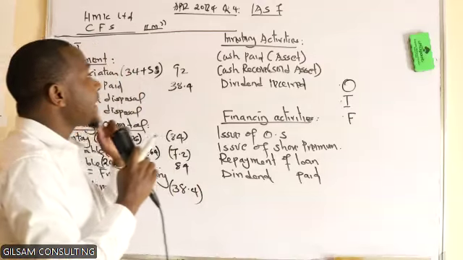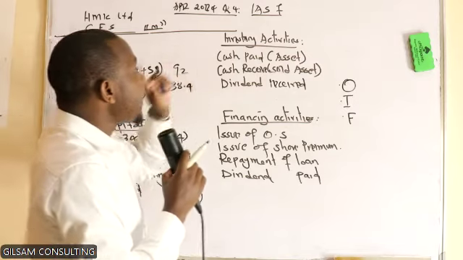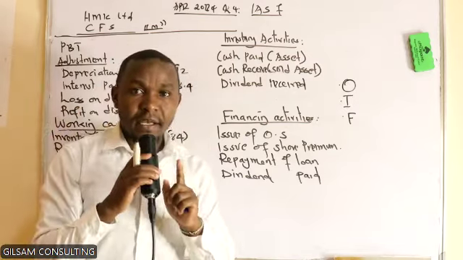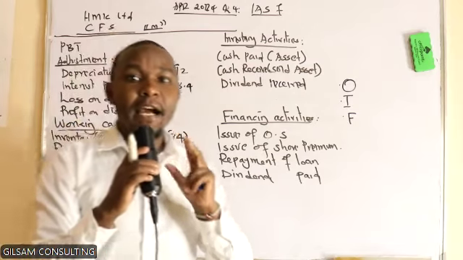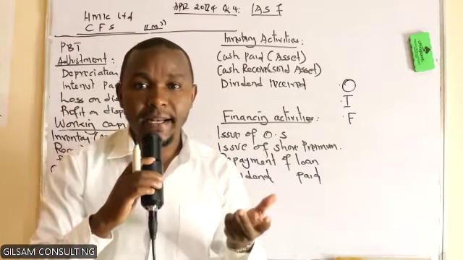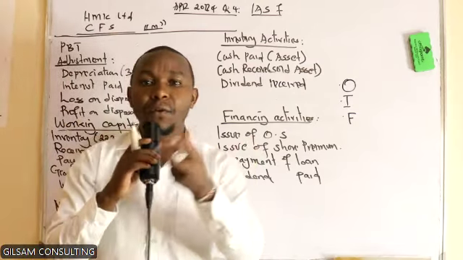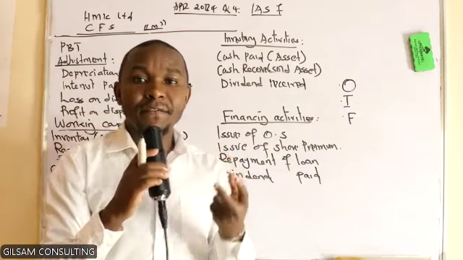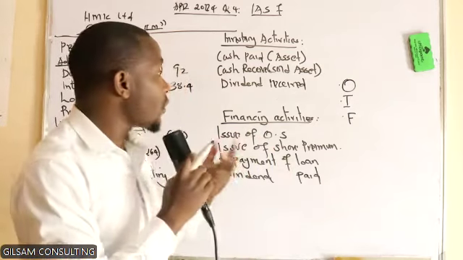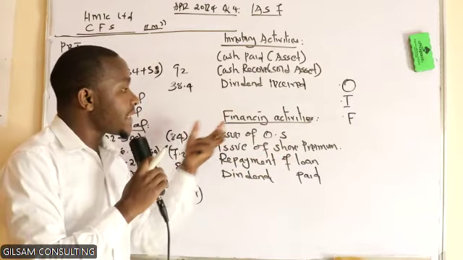Then we go to the second segment, which is investing activities. In investing activities, you can have the cash paid to acquire an asset, cash received from selling of an asset. If you have dividend received, that one also will fall under the investing activities.